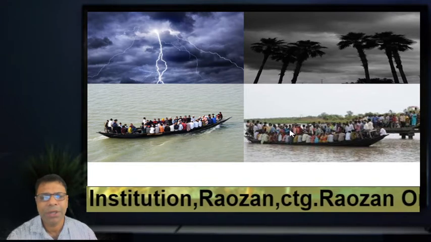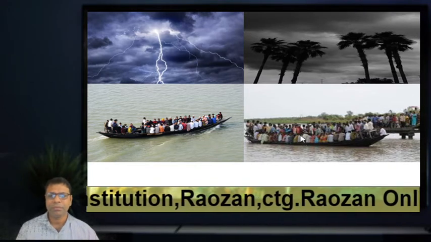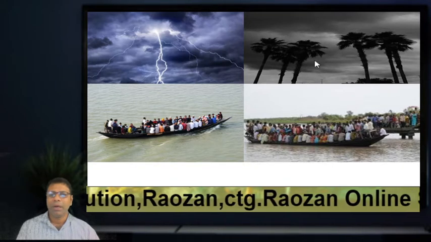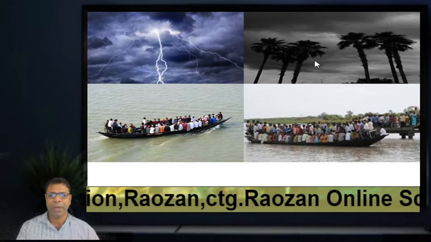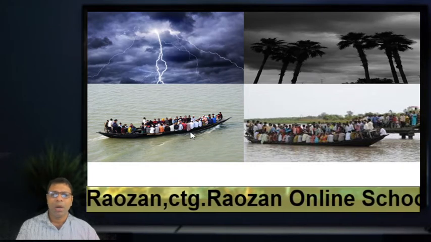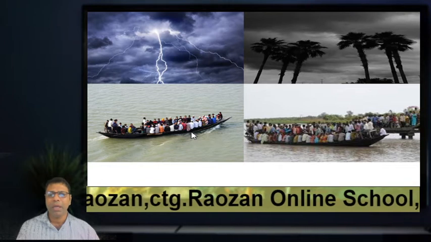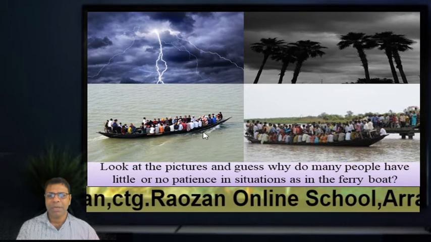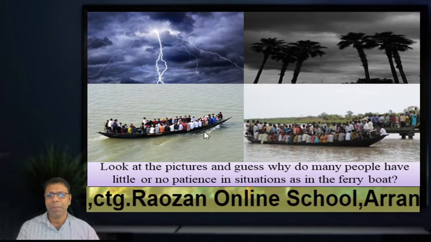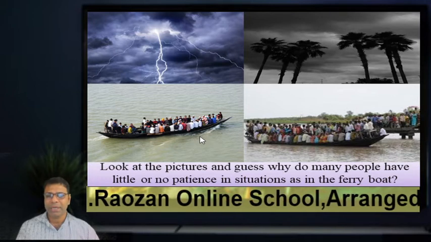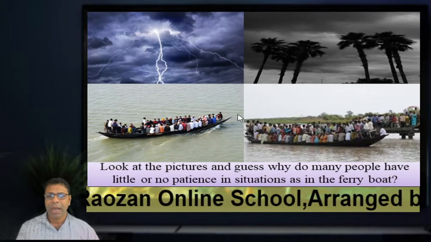What can you see in the pictures? The weather is not good, very rough, and more people have to cross the river. So look at the pictures and guess why many people have little or no patience in situations such as the ferry boat.